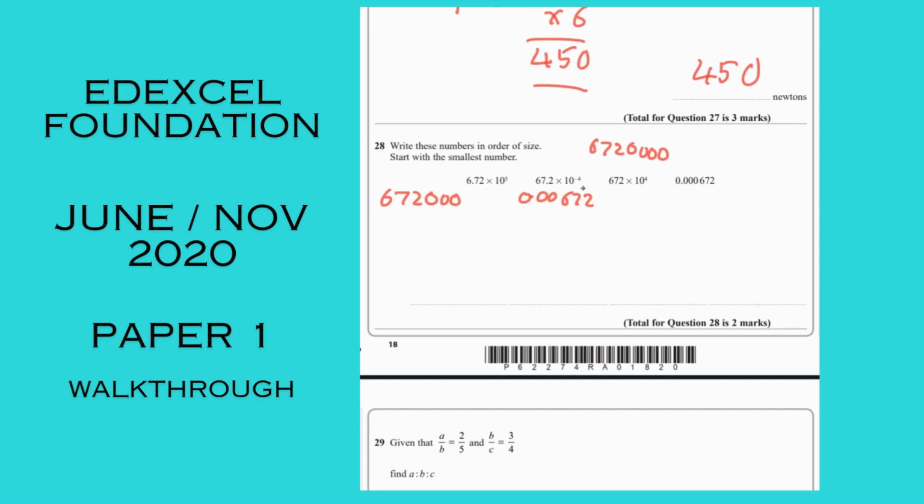So the smallest number, there's 3 zeros there. So that's the smallest. And that's the next smallest. They look similar. They're a power of 10 off. And here we've got more zeros there. So 672 times 10 to the power of 4 is last. And the penultimate, 6.72 times 10 to the power of 5.